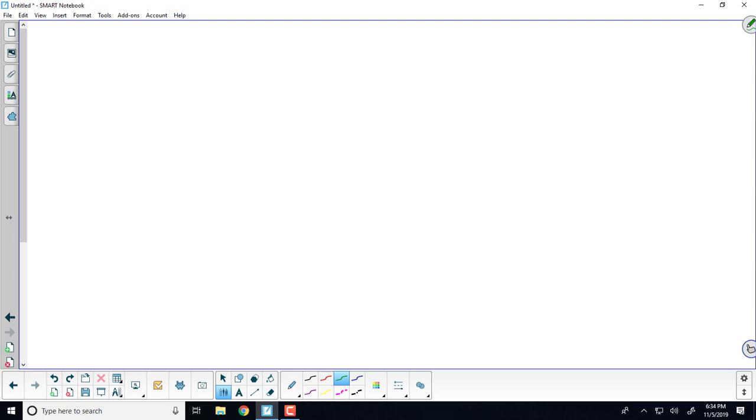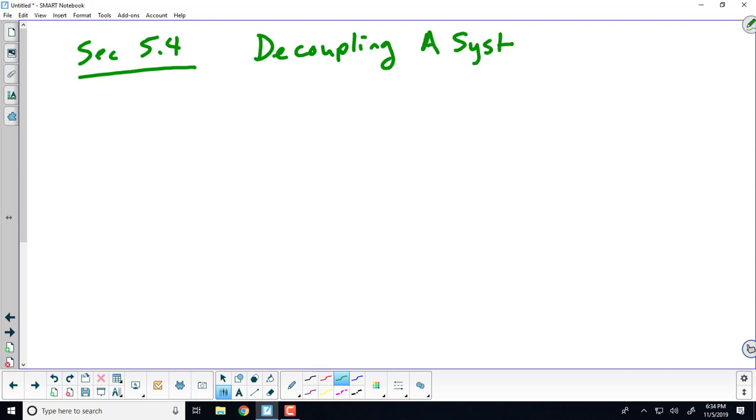Okay, I'm going to do one example from section 5.4. And this is an example of decoupling a system. Once we jump into section 6.1, the author just starts giving the answers to things. He says, when you have this, you could do it this way. Okay? And it works, but I'd like to show you the behind the scenes of what we're going to do in chapter 6. And so it's through this decoupling process.